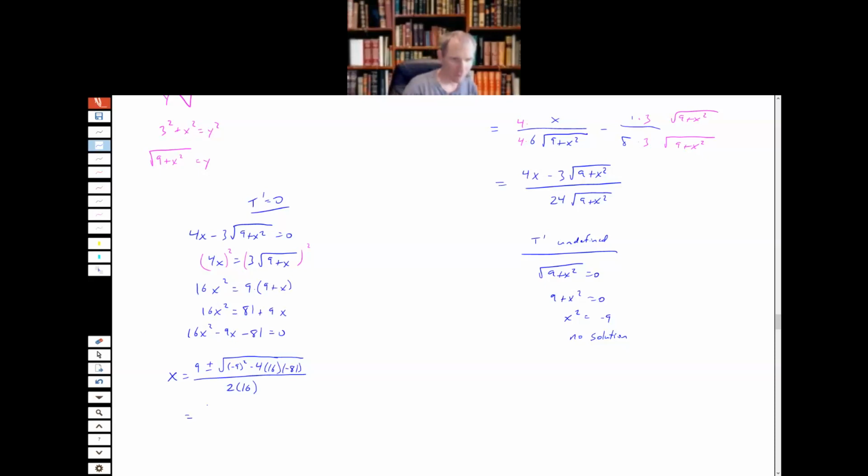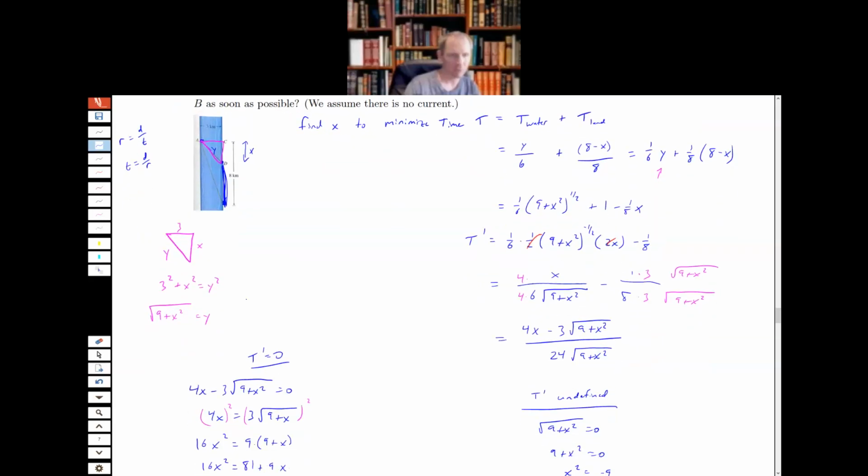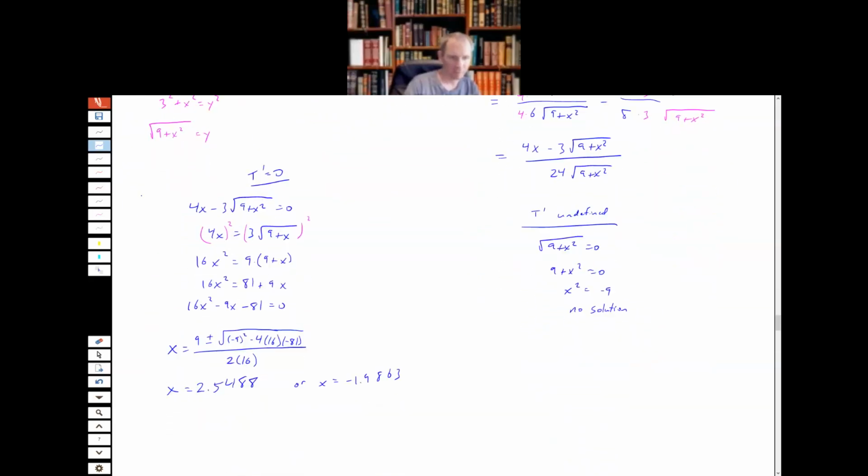Okay, so I get two values. X could be 2.5488, or x could be negative 1.9863. But going back to my diagram, it doesn't really make sense for x to be negative, because then he would be going away from his ending point and then walking further. That's clearly not a solution. Okay. So I just want this x value.